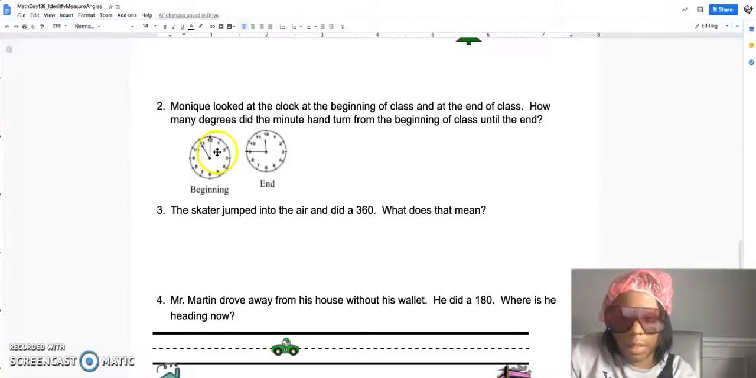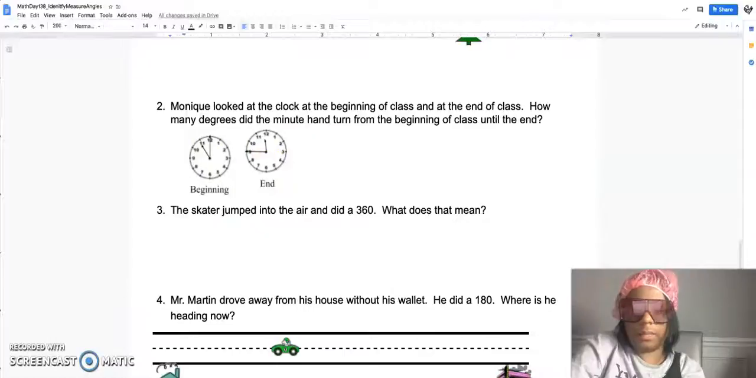Now, at the beginning of class, it was 11 o'clock. At the end of class, it is 11:45. So, we need to know how many degrees did the minute hand turn. It started all the way right here at the 12 and then at the 11. So it was really close.